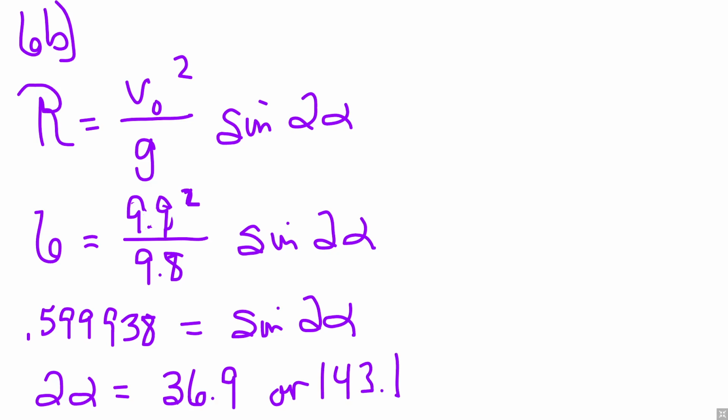But keep in mind that is 2 alpha. So if I want alpha, I'm going to divide each by 2. So 36.9 divided by 2 is basically 18.5. And then the other one, 143.1 divided by 2, is going to give me roughly about 71.6.